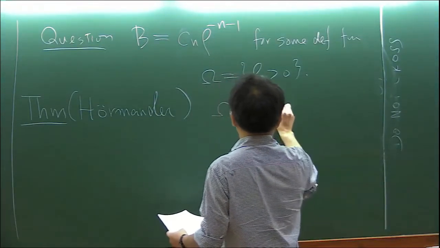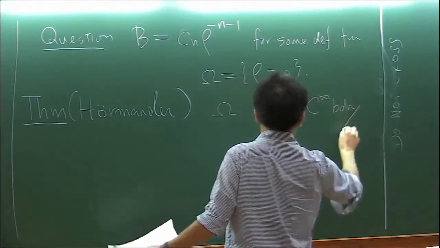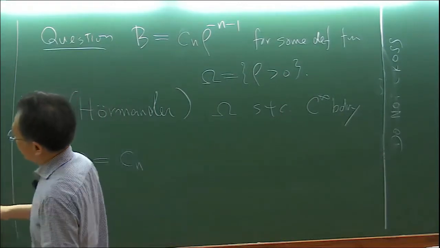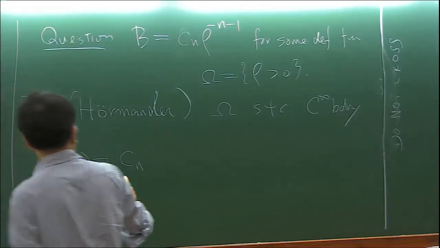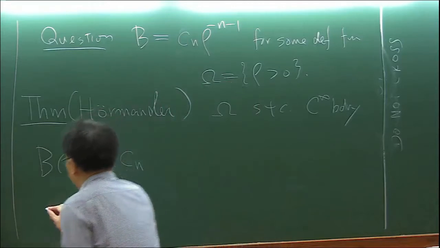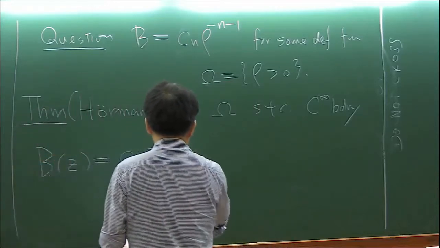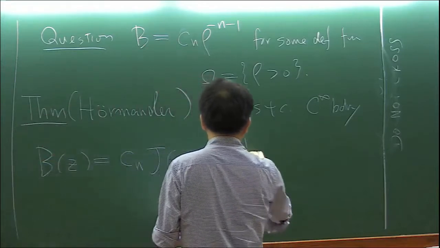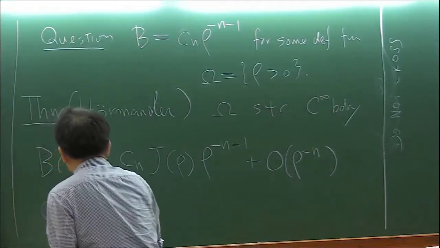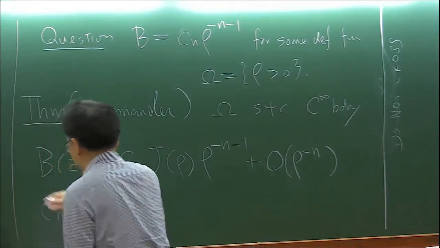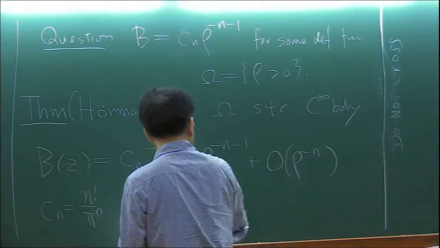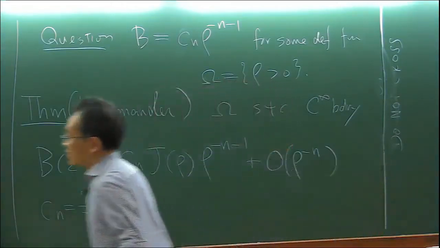So omega is strictly pseudo-convex with C infinity boundary, as always. Then B of Z should be Cn. Cn is always the same. Okay, what was Cn? Cn is the inverse of the volume of the unit ball, maybe. Then this is J of rho to the minus n minus 1 plus O of rho to the minus n. So this Cn is n factorial over pi to the n, same as the case of these two examples. And J, so there's no space, and I should not cross this. Let me go back here.